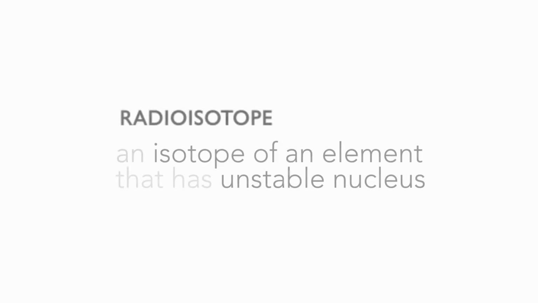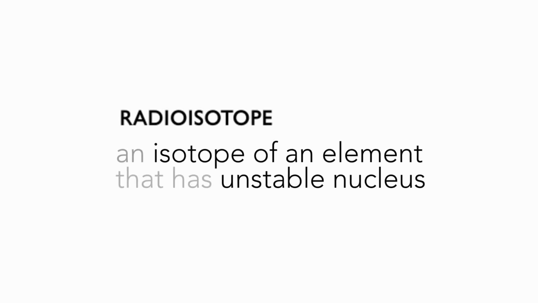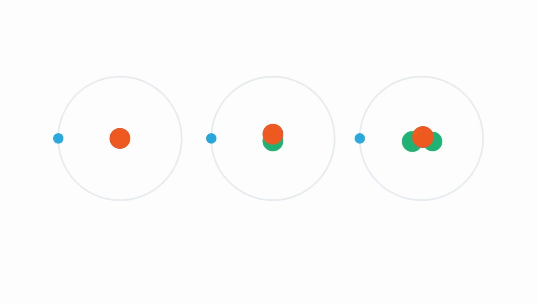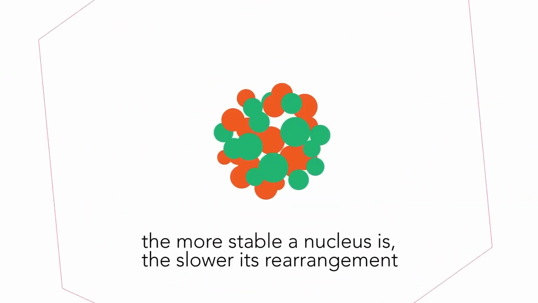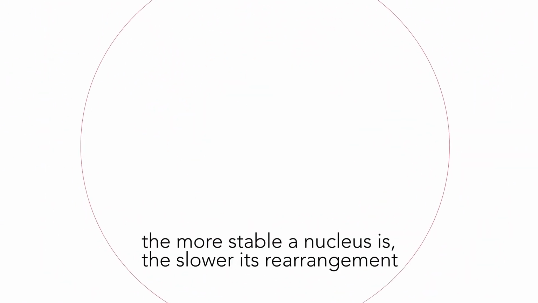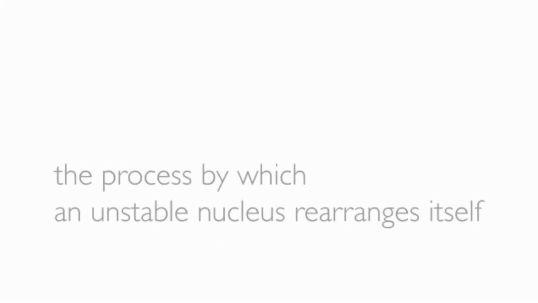Isotopes that have unstable nuclei like this are known as radioactive isotopes or radioisotopes. In our hydrogen examples, tritium is unstable and is hence a radioisotope of hydrogen. The more unstable a nucleus, the faster it will try to rearrange itself into a more stable state. And another name for this process is radioactive decay.